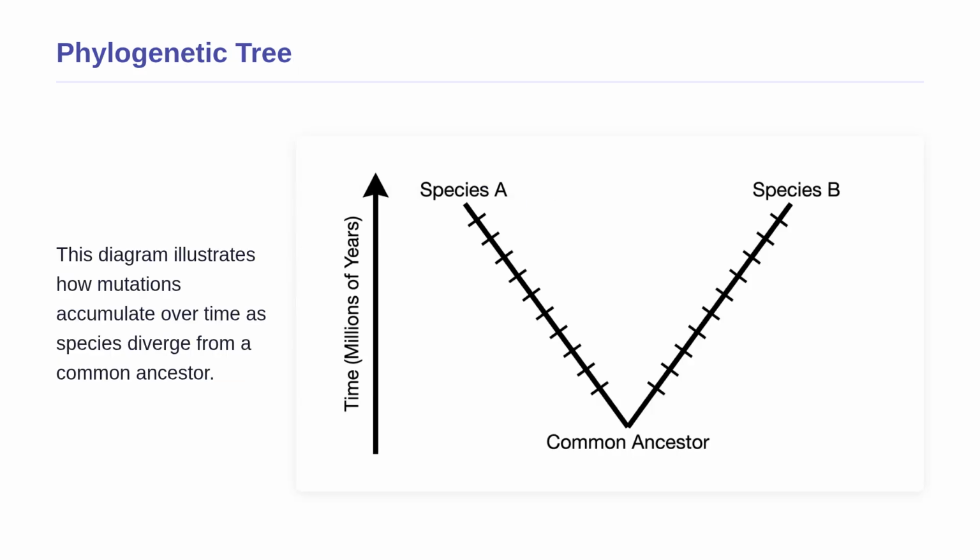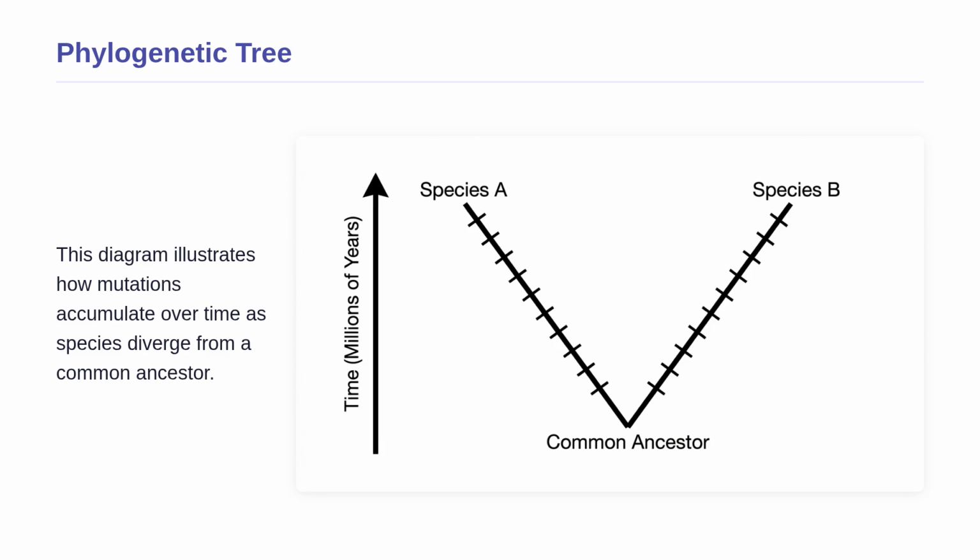To visually reinforce what we have just calculated, let us look at a phylogenetic tree diagram. On the vertical axis on the left, we have time, measured in millions of years, moving forward as we go up. At the very bottom, the single line represents the common ancestor. The point where the line splits into a Y shape is the exact moment of divergence we have been calculating. The left branch leads to species A, and the right branch leads to species B.